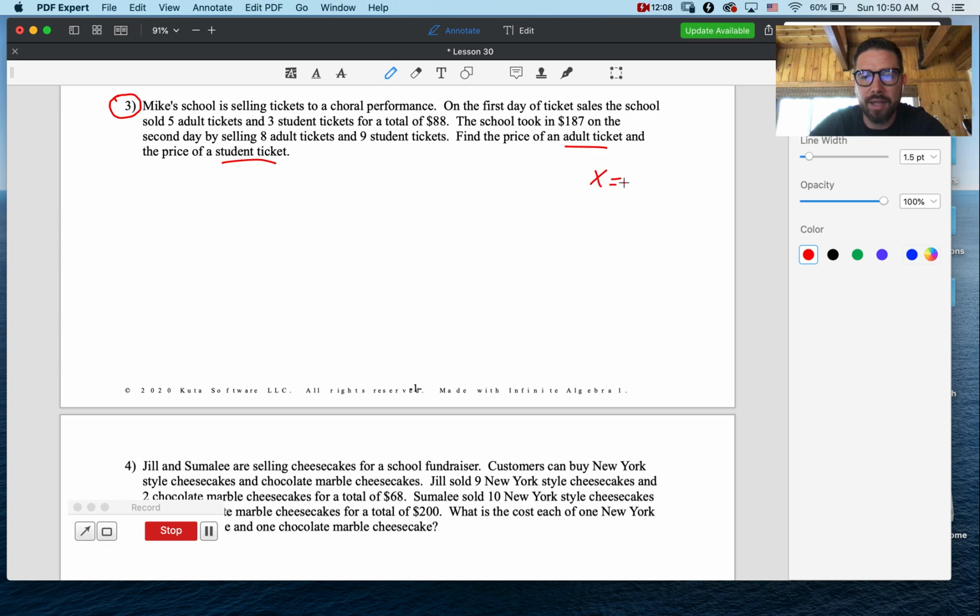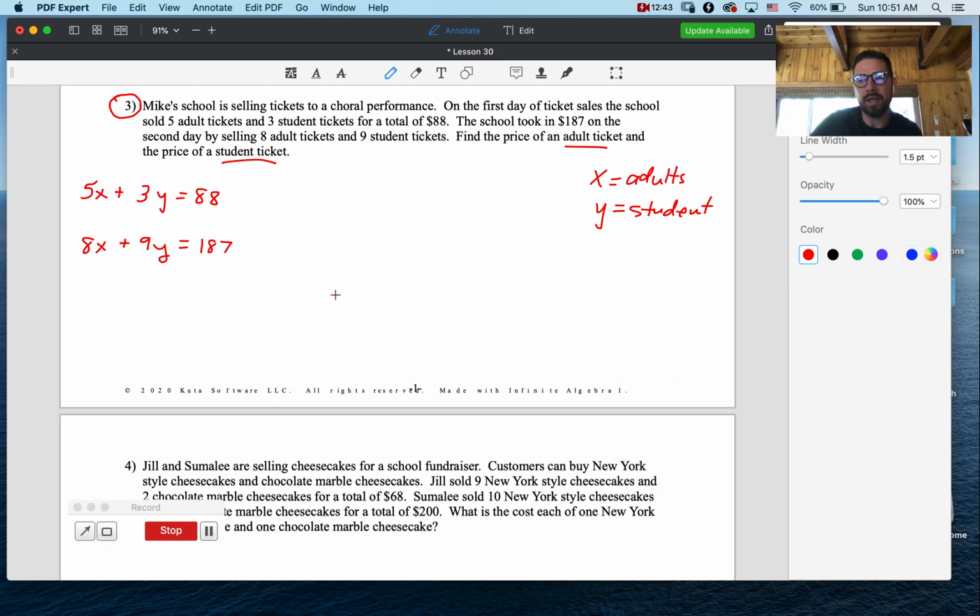So we're going to say, hey, let's say X is our adult tickets, and let's say Y is our student tickets. And I'm going to try and work way over here to give myself some room. Okay, on the first day we have 5 adult tickets and 3 student tickets for $88. Okay, $187 the second day by selling 8 adult tickets and 9 student tickets.